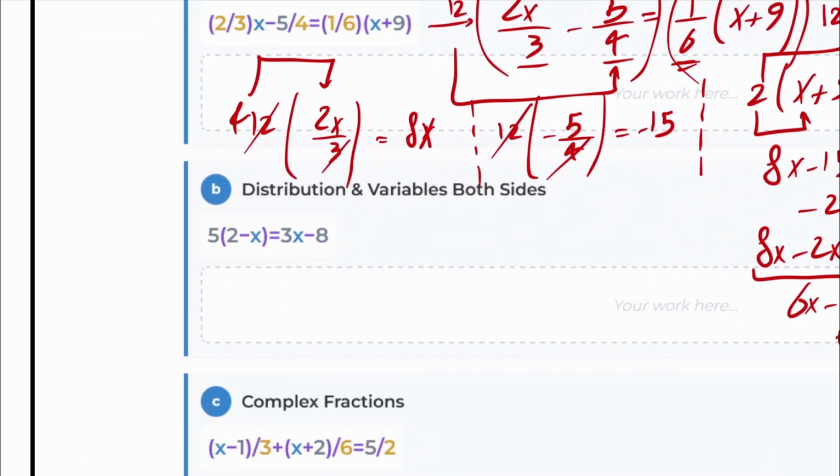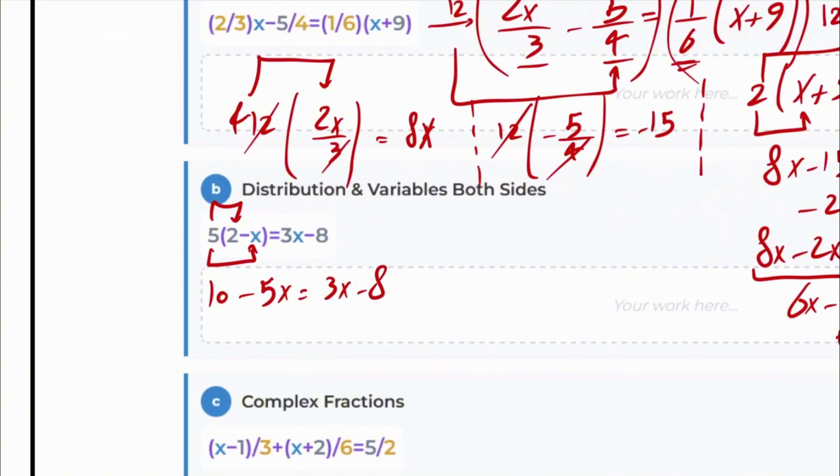So what do I have over here? I do have 5 times 2 minus x equals 3x minus 8. Isn't that kind of a hard question? Distribute rule, this one. So what do I have? I do have 5 times 2, 10, subtracted by 5x is equal to 3x minus 8.